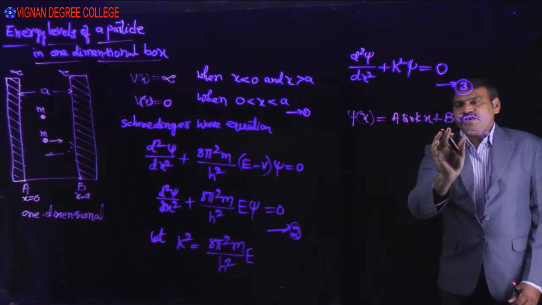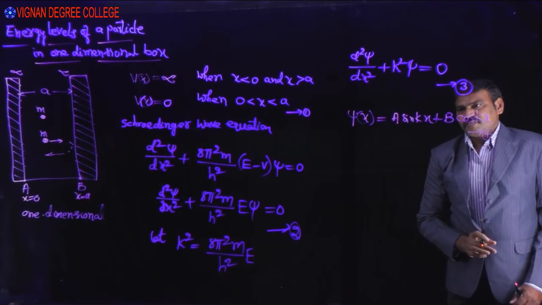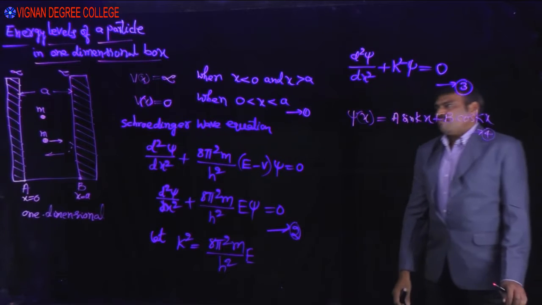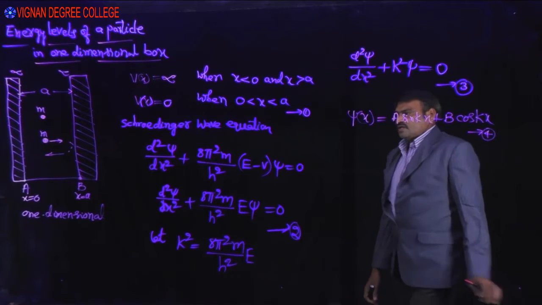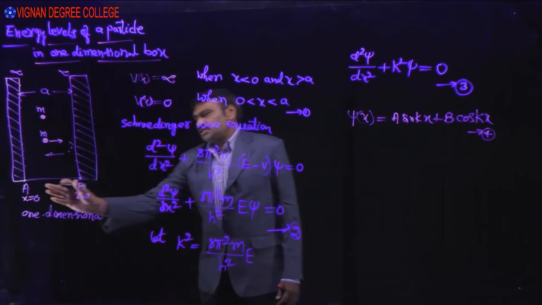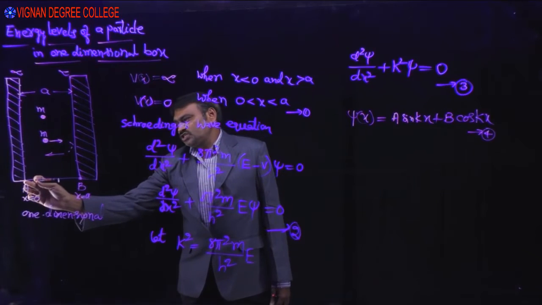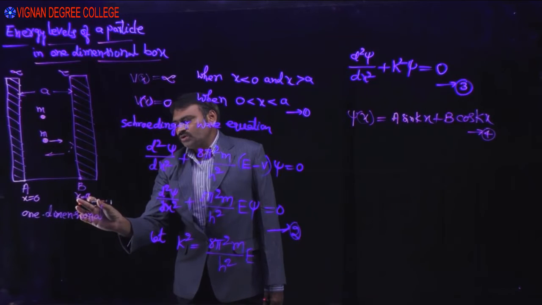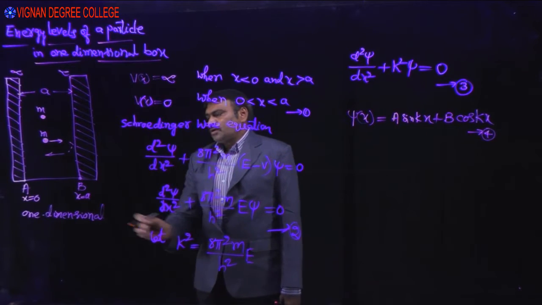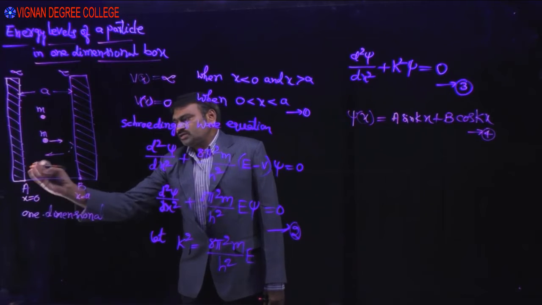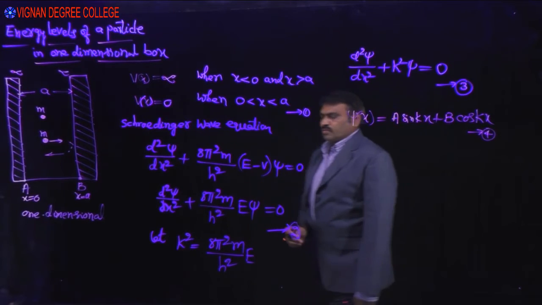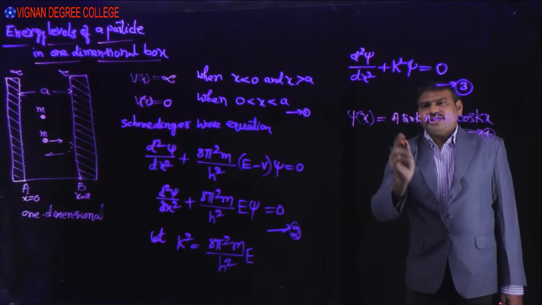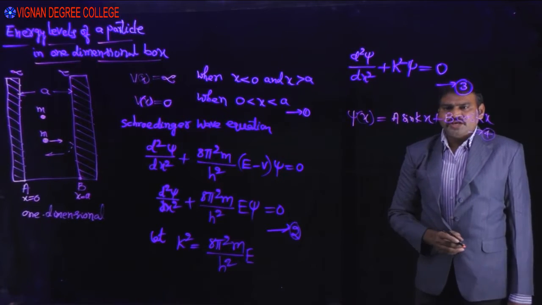Here a and b are two constants. These values are obtained by applying the boundary conditions. Here the boundary conditions are psi of x is equal to 0 at x is equal to 0, and psi of x is equal to 0 at x is equal to a. At the boundaries, the function is 0. By applying the two boundary conditions, we can get the values of these constants a and b.